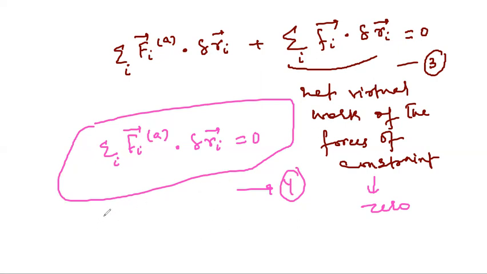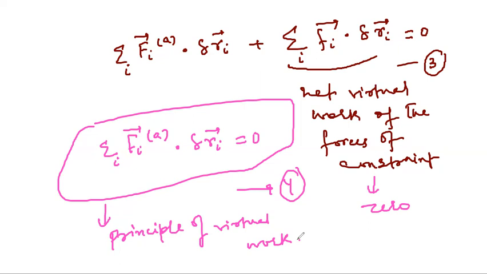This is the principle of virtual work. This principle of virtual work is simply the equilibrium condition for a system in terms of virtual work, in which the net virtual work of the forces of constraint is 0.